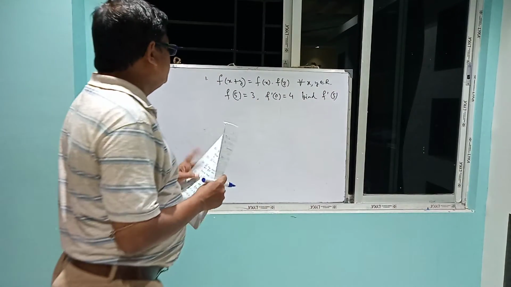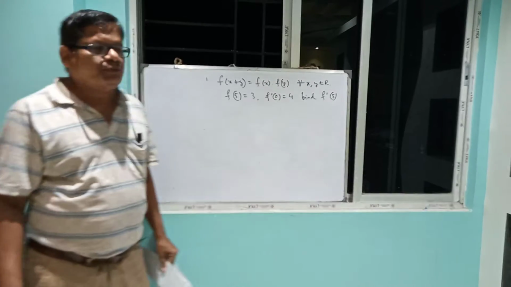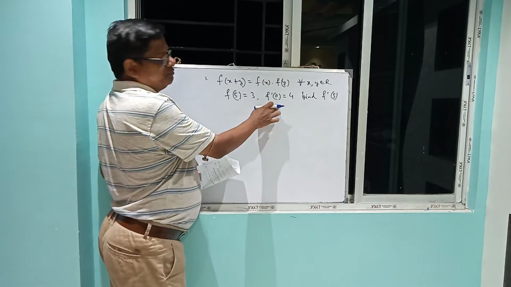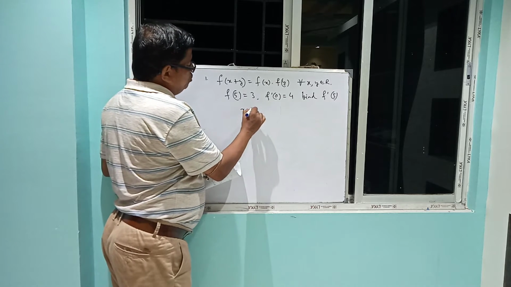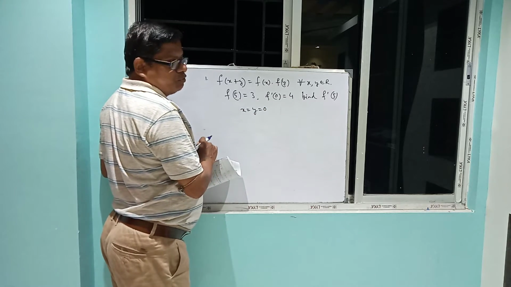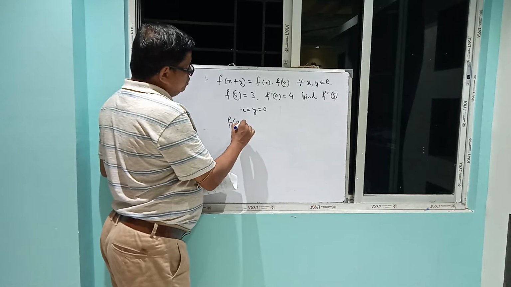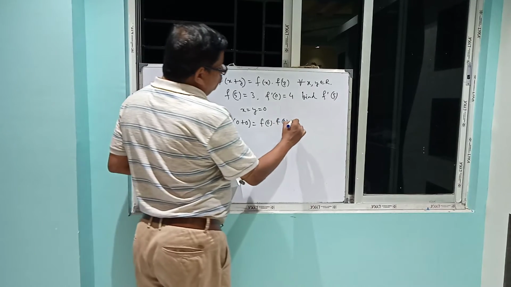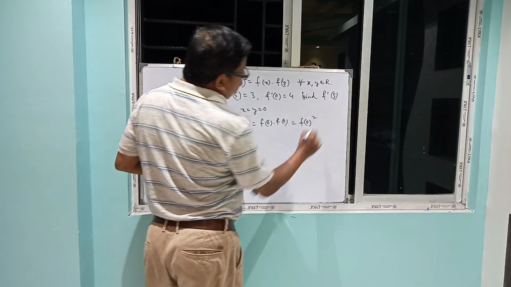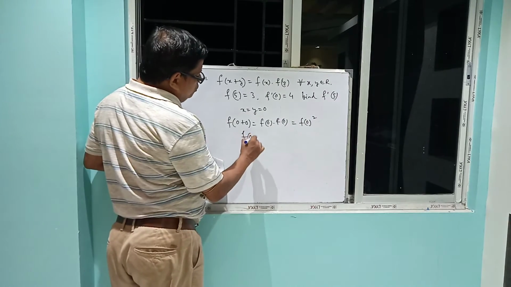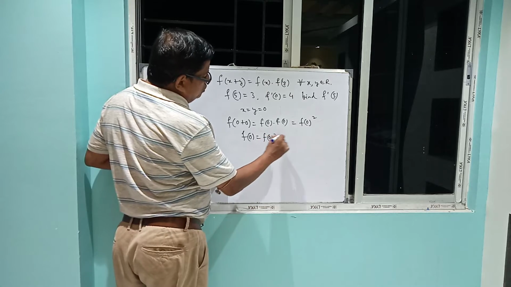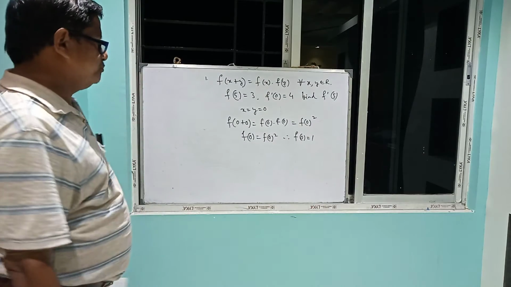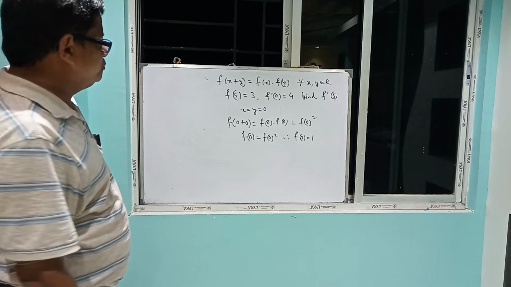Now write here f of x plus y equal to f of x into f of y. So you can write now, if you put here, f dash 0 is there. Okay. Now write x equal to y equal to 0. You have to consider. Then f of 0 plus 0 equal to f of 0 into f of 0. So it will be f of 0 whole square. So here f0 equal to f0 whole square. So you can write f0 equal to 1. Okay. f0 equal to 1.